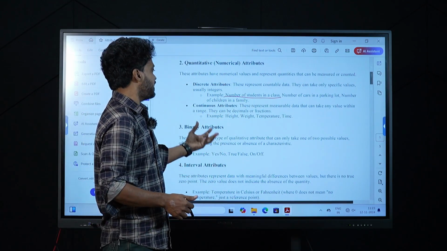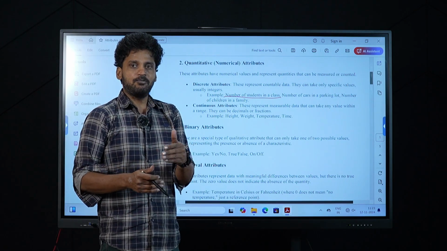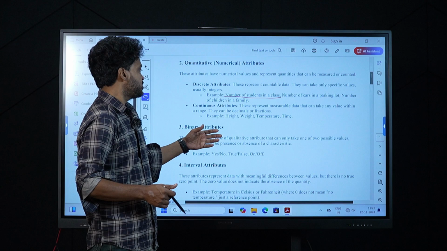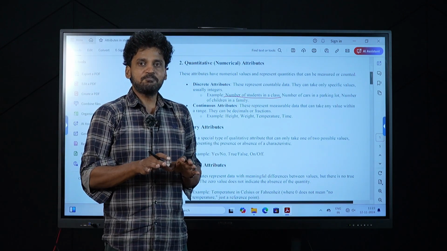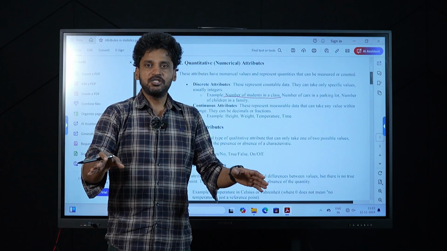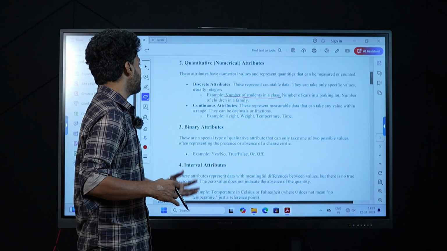For example, height, weight, temperature, time. Time will fall under 0 to 23:59, right? So that's the time. Similarly, all these variables will take values that spread across a range. This range is limited, and this range will have a numerical significance.